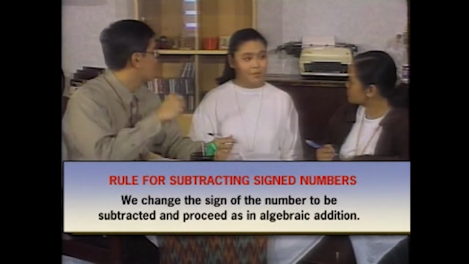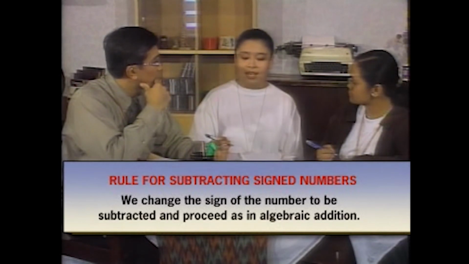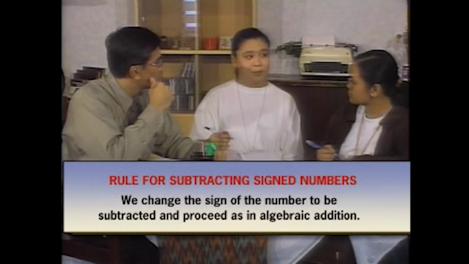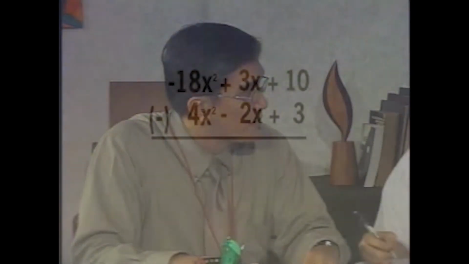Good. How about the rule for subtraction of signed numbers? Easy. We change the sign of the number to be subtracted, that is the subtrahend, and proceed as in algebraic addition. Here are some examples of subtraction of polynomials.